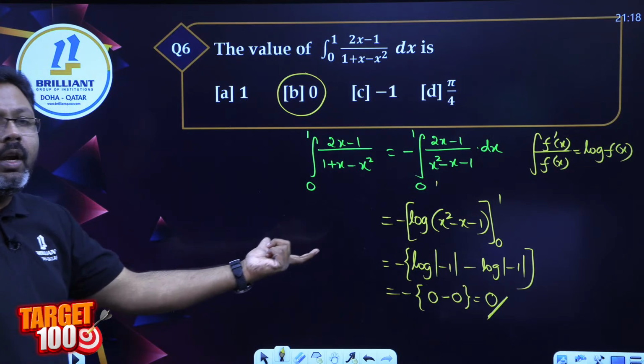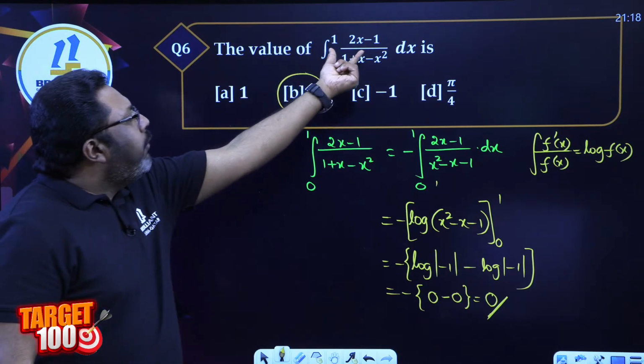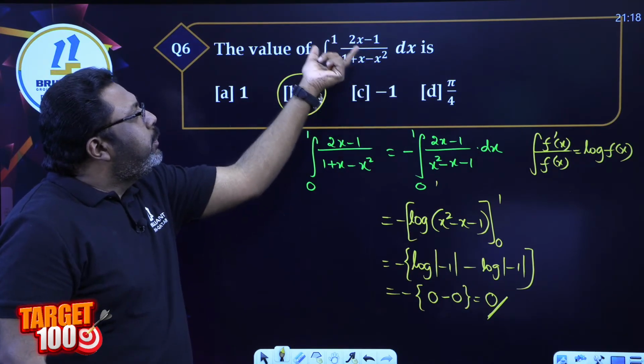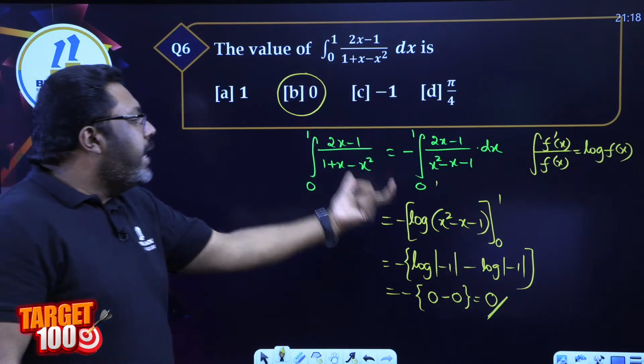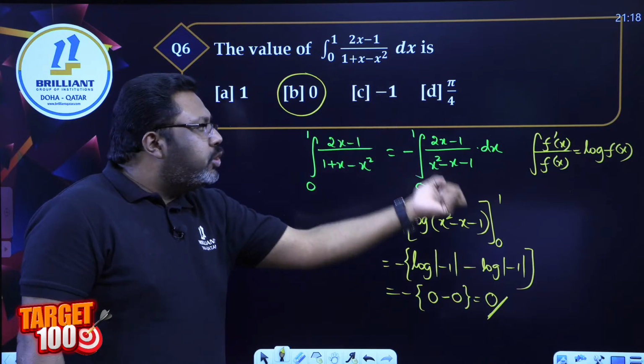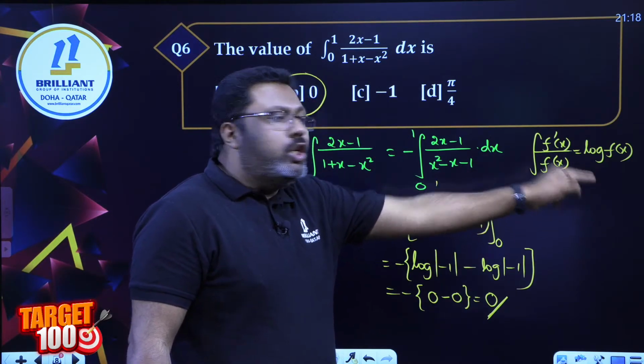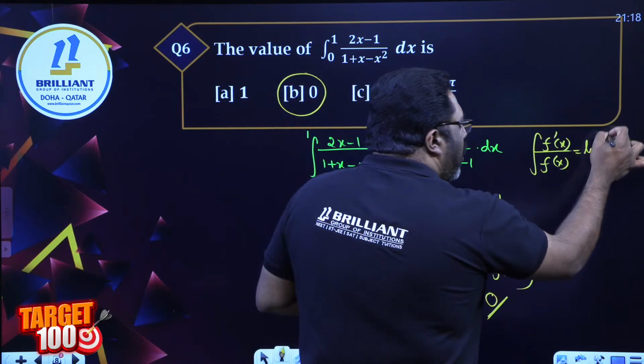So please be careful. Once again, you should not do it with linear by quadratic. It's a 1 mark question, so definitely something like the derivative form is existing. Check it. What's the standard result for integral f dash by f? Log mod f.